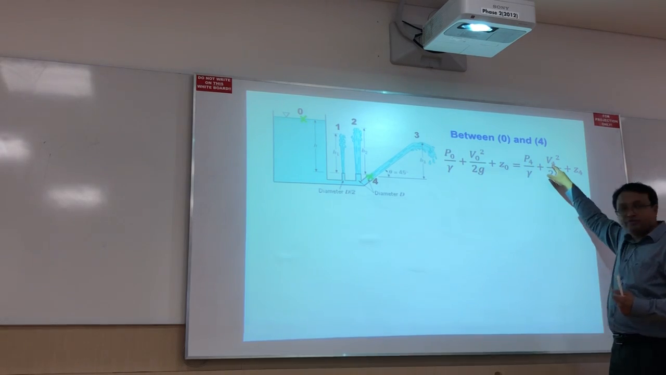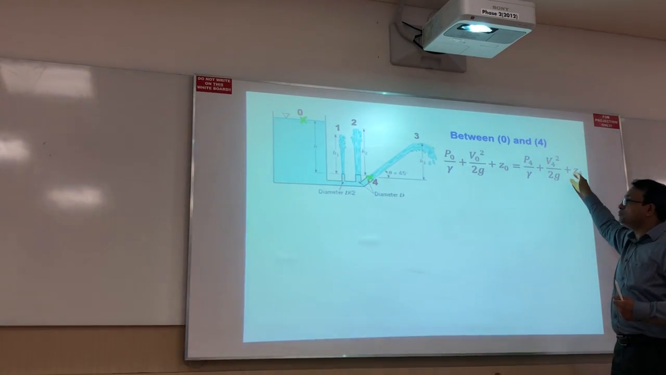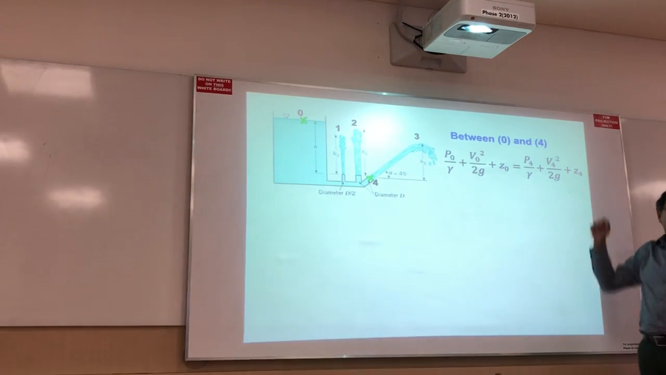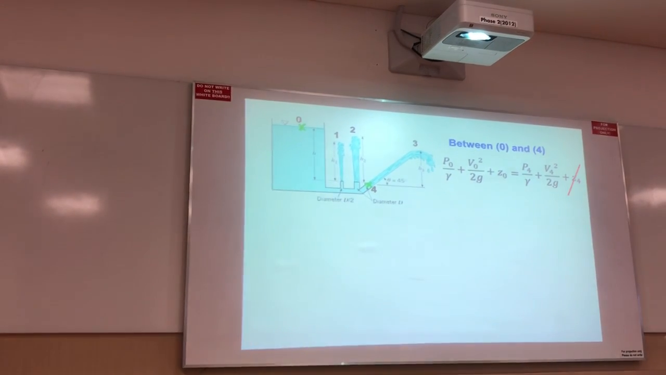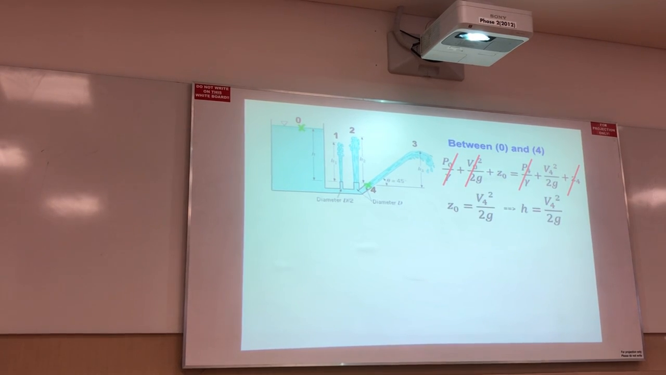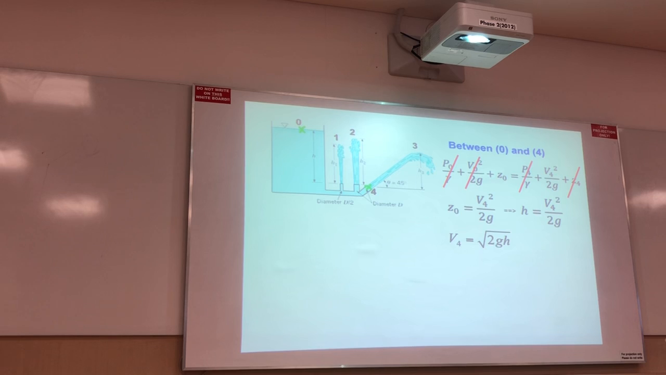Z4 is 0. V4 is not 0, right? V4 is not equivalent to 0. So Z4, 0. I tell you. Then I can write this one, right? Now I can write Z0. That means V4 square by 2g equal to H. So I can write V4 becomes root over 2gh.